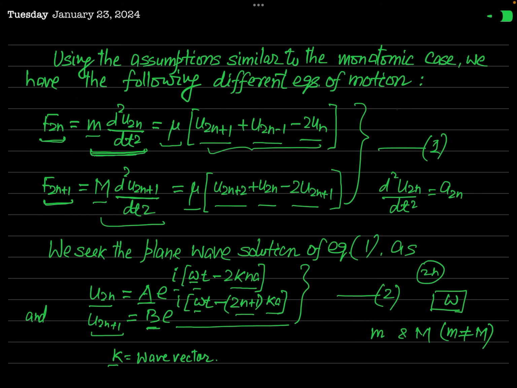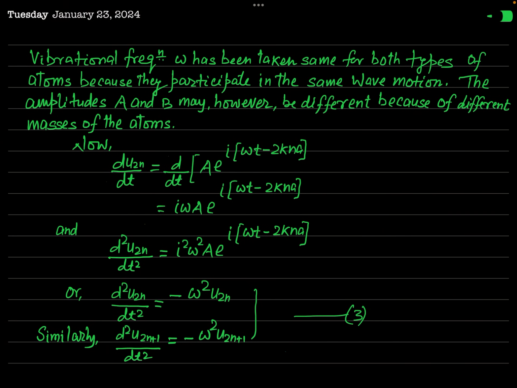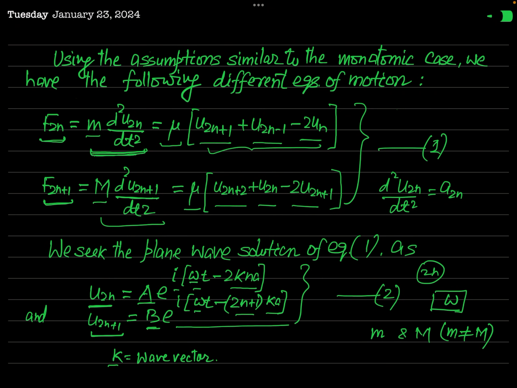Now after writing the plane wave solution of this equation 1, in terms of u2n and u2n plus 1, in a similar manner you can also write the expressions for u2n minus 1, u2n minus 2, u2n minus 3 and so on. But before that, let us see that in our equation of motion there is d2u2n by dt square and d2u2n plus 1 by dt square.